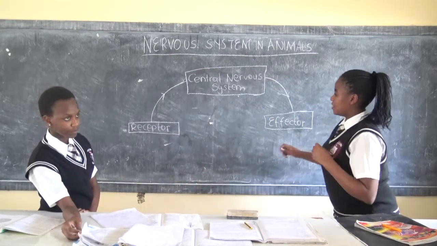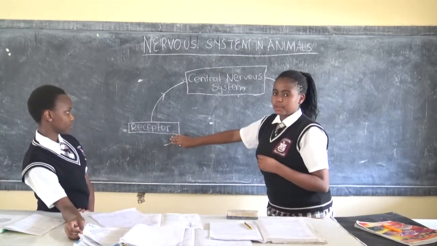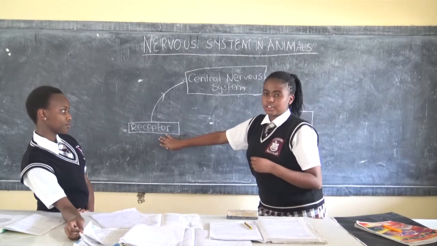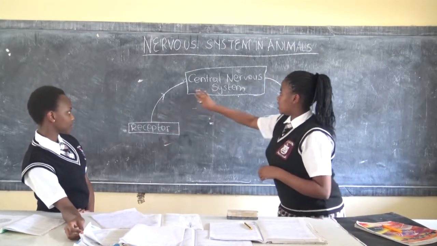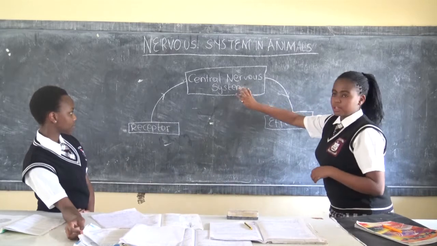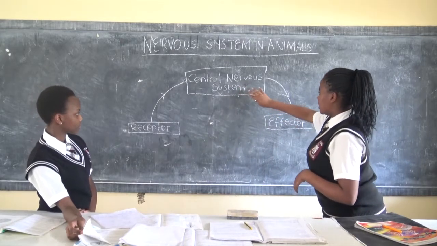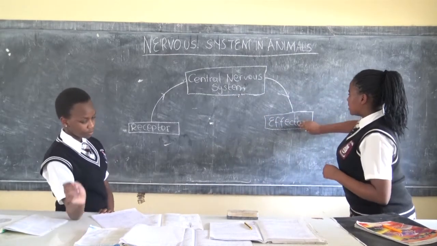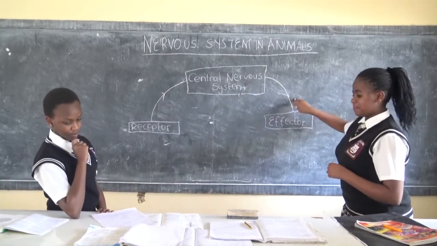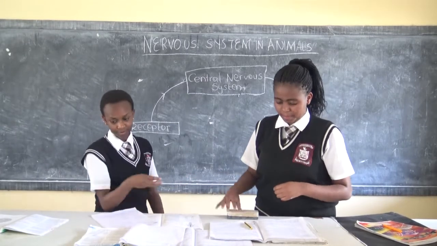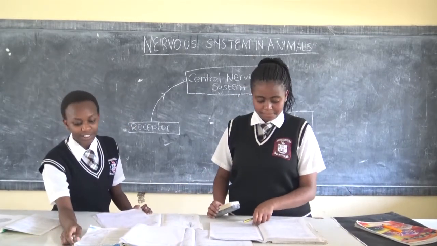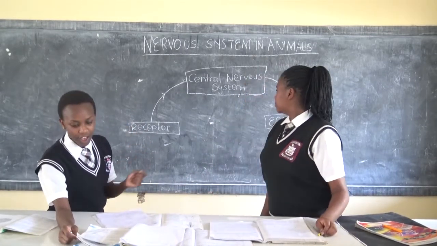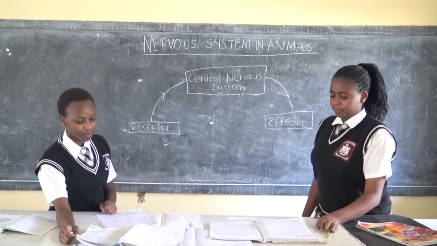Here we see a nerve impulse comes from the receptor where the sensory neuron is formed, and it is taken to the central nervous system where the brain is, and then the central nervous system sends an impulse to the effector through a motor neuron. Now, the chart below shows the flow of impulses in the body.